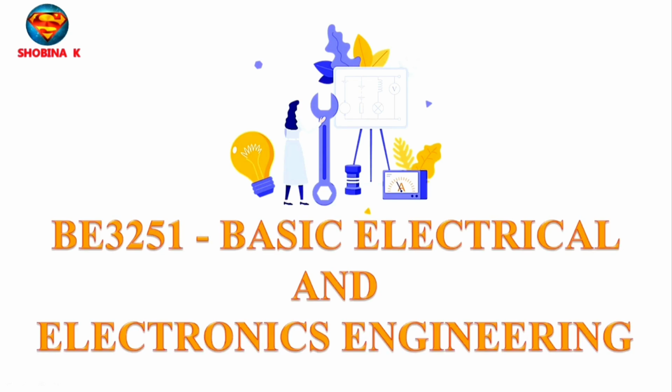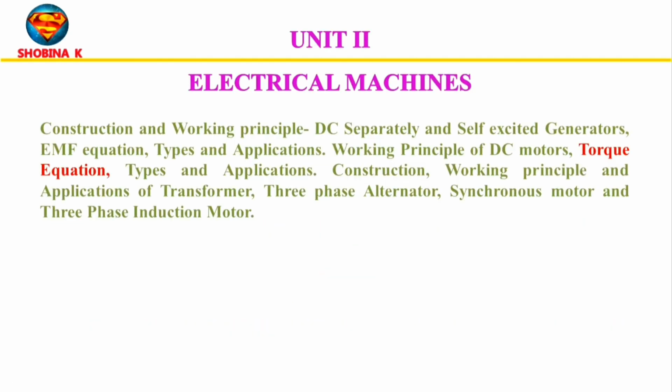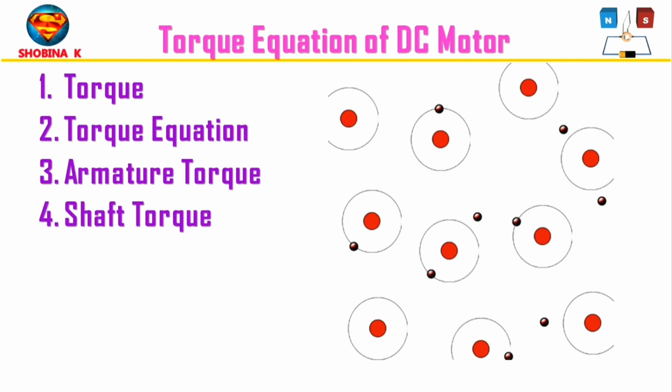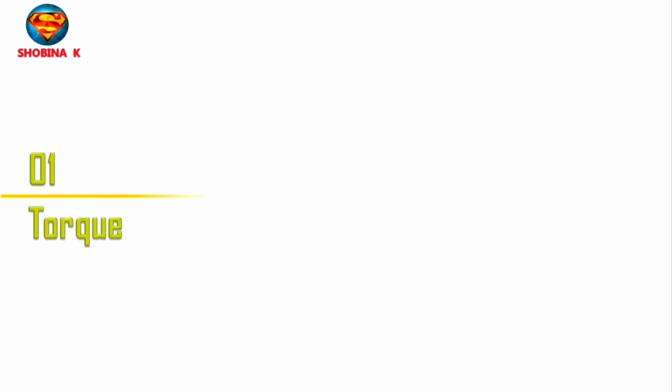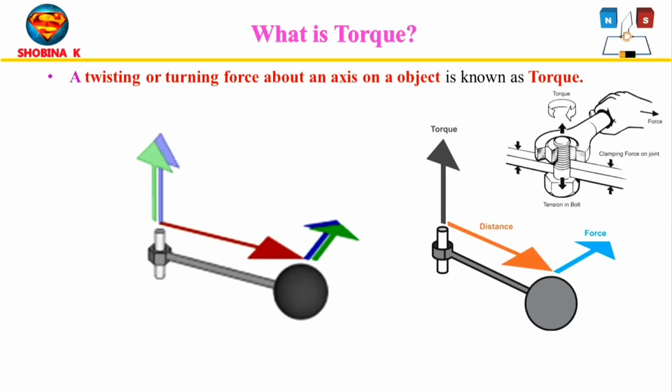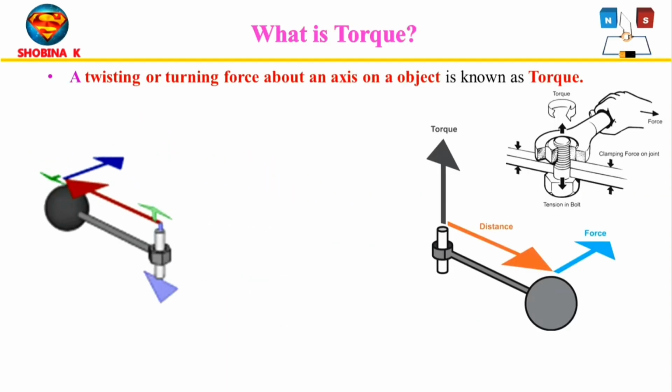Hello everyone, in this video we're going to learn about the torque equation of DC motor. What's in it for you are, first we will see what is torque, and next the torque equation of DC motor, and then we will see what is armature torque, and finally the shaft torque. And first, what is torque? A twisting or turning force about an axis on an object is known as torque.